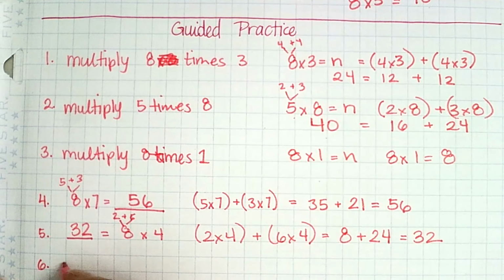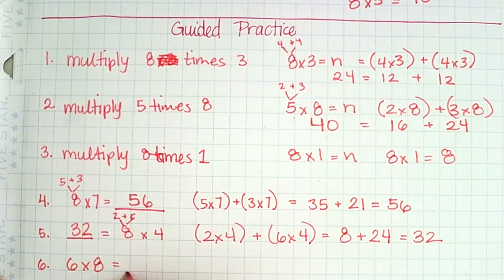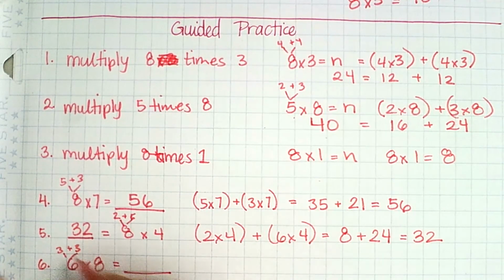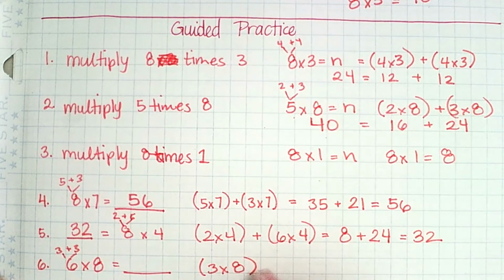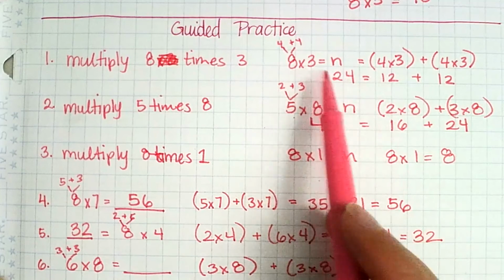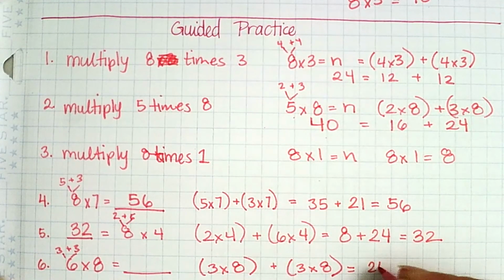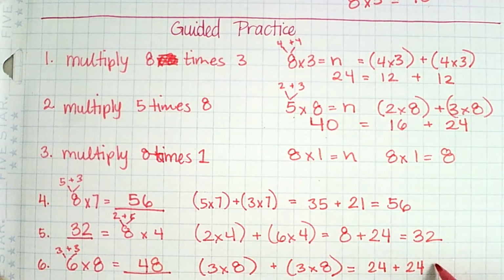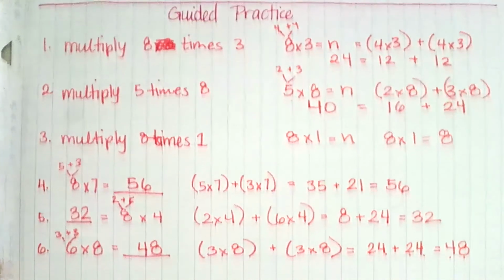Number 6 says, define the product of 6 times 8. So I can split this again into 5 and 2 if I want to, or 3 and 3. We can do 3 and 3. So that's the same thing. It's saying 3 times 8 plus another 3 times 8. Now I know 3 times 8 is 24. And I know that from one of my problems up here. 8 times 3 equals something. We found out that it's equal to 24. So 24 plus another 24 is going to give me 48. Right? The 4s added together give me 8. The 2s added together give me that 4.